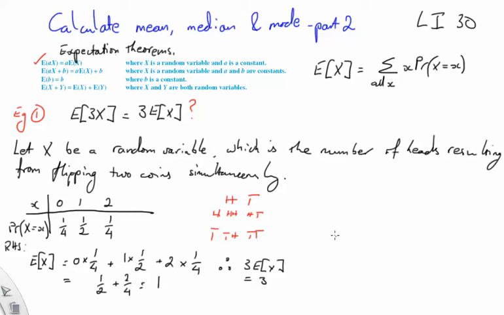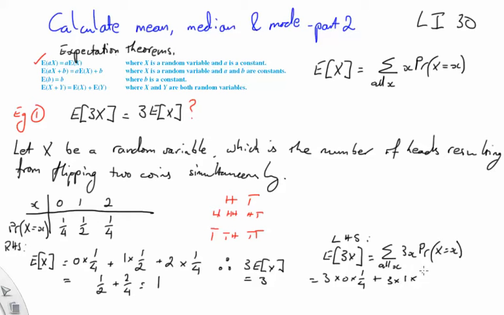Okay, let's check the left-hand side. So the expectation of 3x, well, this time we have to multiply each one by 3. So it'll look something like this. So 3x times the probability that x equals x. So you have to multiply each term by 3. So that'll give us 3 times 0 times a quarter plus 3 times 1 times a half plus 3 times 2 times a quarter, which equals, well, that's 0 plus 3 on 2 plus 6 on 4, and that equals 6 on 2, which equals 3.